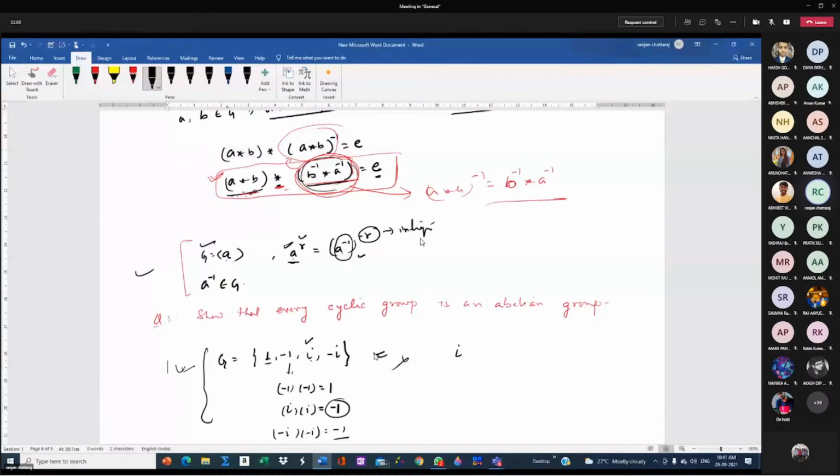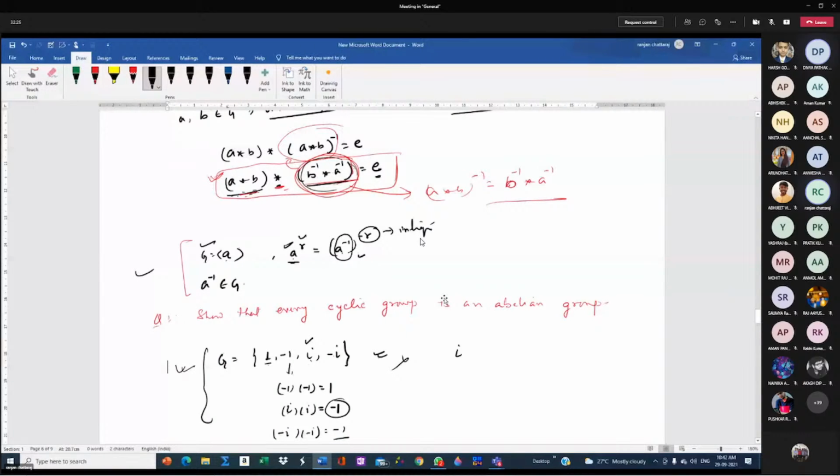I have already solved this problem. You can see the notes, so that every cyclic group is an abelian group. After that, you prove this for G, and then every element could be given as some power of a. So let two elements belong to G, and then those two elements could be taken as powers of a: a to the power p or a to the power q.